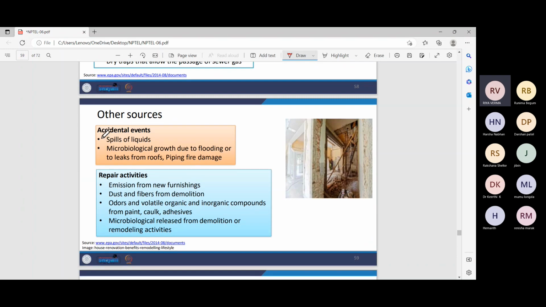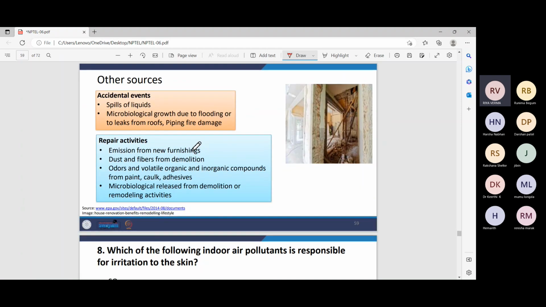Then we have accidental events, for example, spills of liquids or microbiological growth due to flooding or leaks from roofs, piping, and fire damage. These also tend to be sources of pollution. Then during repair activities, if we have some kind of maintenance or repair activities in our indoor environments, then a large amount of emissions is also there.